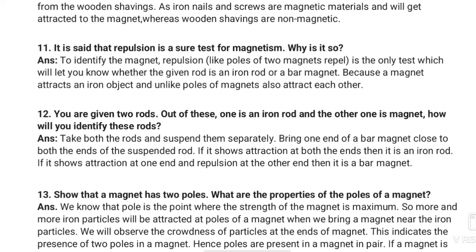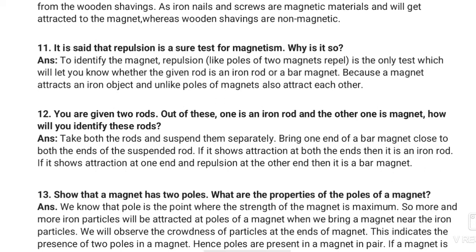First of all, take both the rods and suspend them separately. Bring one end of a bar magnet close to both ends of the suspended rod. If it shows attraction at both ends, then it is an iron rod. And if it shows attraction at one end and repulsion at the other end, then it is a bar magnet.